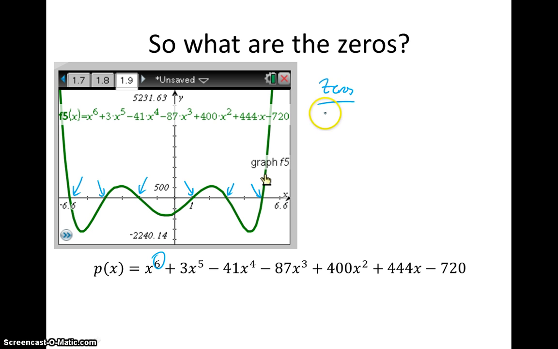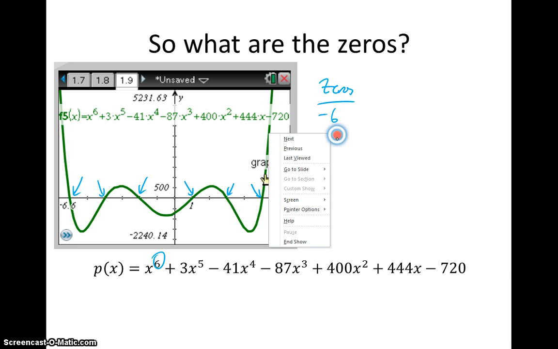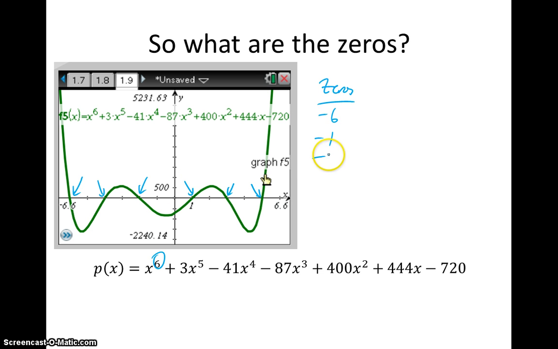Let's start at the bottom. So we have negative 6 is a 0, negative 4 is a 0. Negative 2 is a 0. And positive 1 is a 0. 3 is a 0. And 5 is a 0. So here we have 1, 2, 3, 4, 5, 6. We have our 6 zeros.